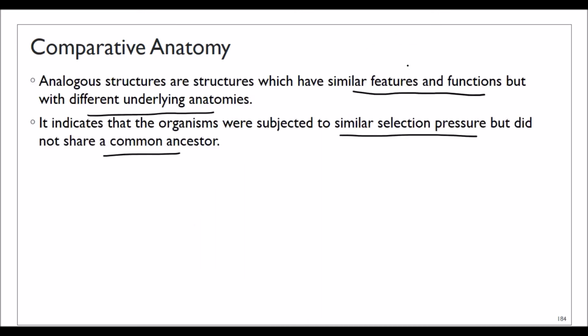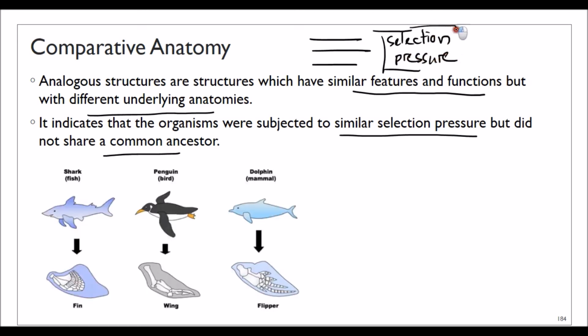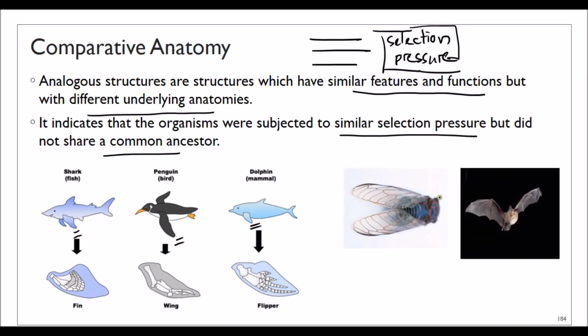Analogous structure is when you have different organisms, so they start with different ancestors, but they have similar selection pressure. So that you probably find these organisms in similar locations or locations with similar conditions. So an example of analogous structures would be, let's say you look at fin and wing and flippers, which have very similar functions, but the underlying anatomies are very different. Or you have the wing of a fly versus the wing of a bat. They both fly, but very, very different structures.